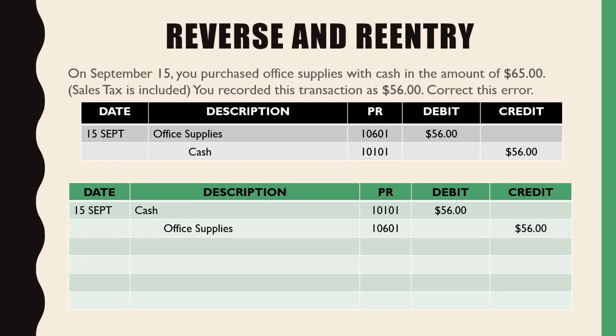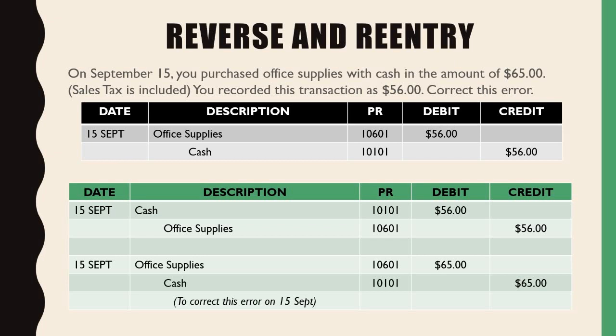And then the next step is I'm going to re-enter it. So I'm going to rebuy those supplies, but I'm going to enter in the correct amount. When you reverse the transaction, you're voiding it. You're undoing the transaction where I purchased office supplies for $56. I'm going to get that money back and then re-enter it by repurchasing it for $65, which is the correct amount.